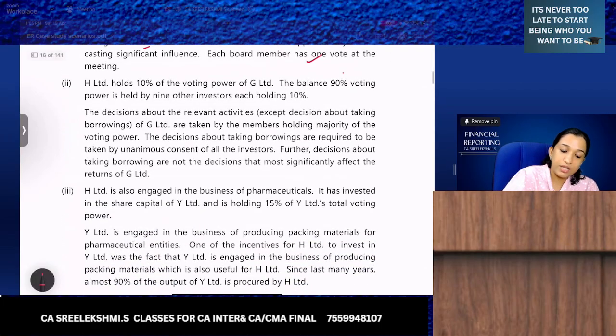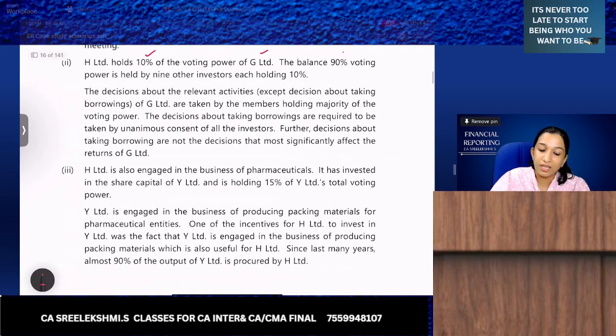H Limited holds 10% of voting power of G Limited. The balance 90% voting power is held by 9 other investors, each holding 10%. The decisions about relevant activities except decision about taking borrowings of G Limited are taken by members holding majority of the voting power. The decisions about borrowings are required to be taken by unanimous consent of all the investors. Further, decisions about borrowings are not the decisions that most significantly affect the returns of G Limited.